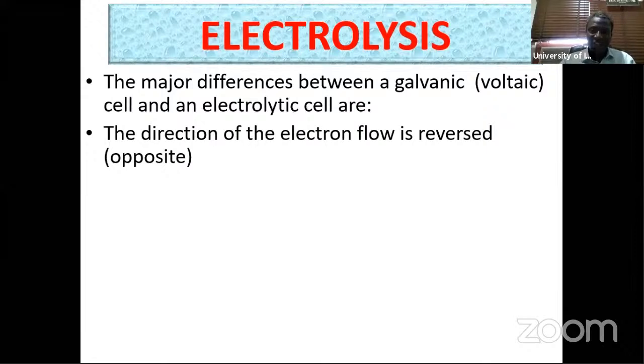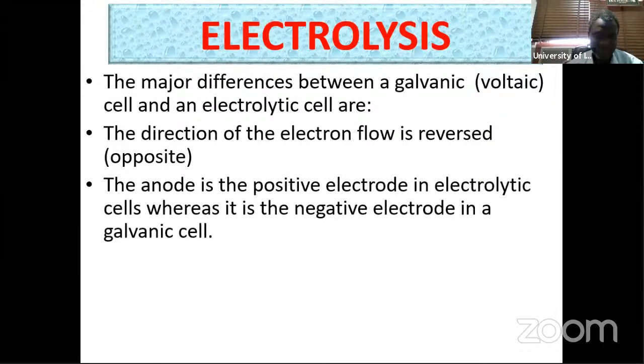The first major difference is that the direction of electron flow is reversed. For a galvanic cell, you have it flowing from the anode going to the cathode. For an electrolytic cell, it goes the opposite way, because in one you are generating electricity, and in the other you are using electricity in the opposite direction to cause a chemical reaction. So the direction of flow is opposite.